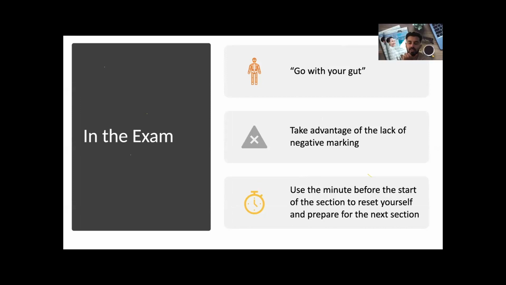Okay, fantastic. So we're just going to touch upon how you can focus on maximizing your score in the exam. So these are tips which I think Nafi is going to talk about.